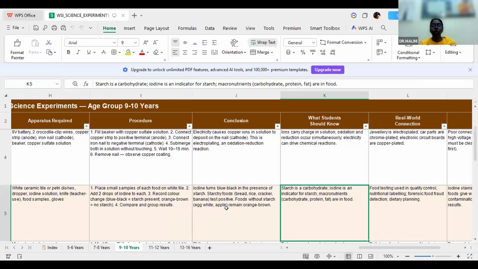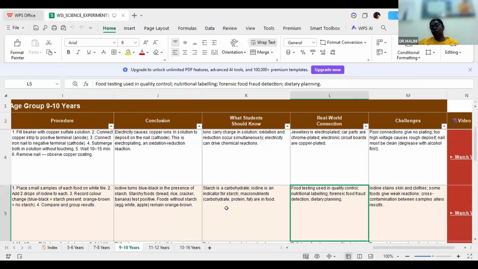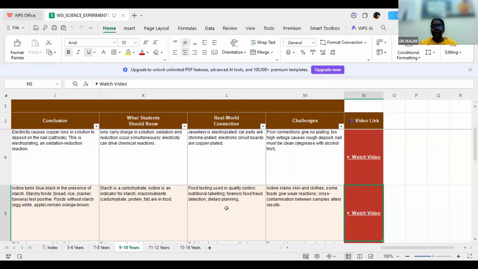What should students know? Starch is a carbohydrate. Iodine is an indicator for starch. So you see what you have to know. And then the real world connection. This is also an important part. Whatever experiment you are conducting, you have to connect it to the real world, meaning how it is connected in real life. Food testing is used in quality control, nutritional labeling, forensic food fraud detection, and dietary planning. So why are we conducting this experiment? Because in the real world, to check food quality control, we need to do this kind of experiment. Understand or not?